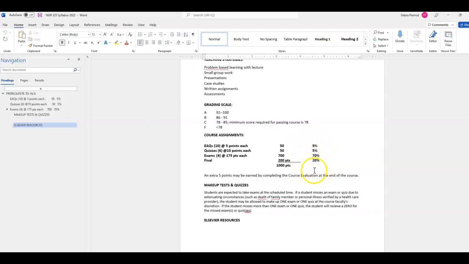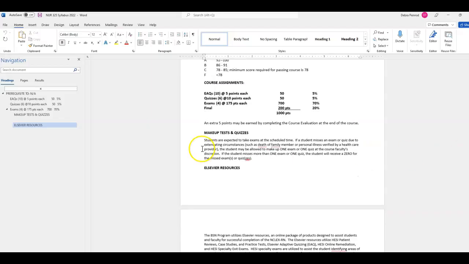I set up the course like this because the biggest predictor of your success on NCLEX lies in how well you do on exams and the final. So that's why the majority of the class is right here with exams and the final. Okay, you have to be able to get at least 78% of the points to do well, to be able to pass NCLEX. So that's why this is set up the way it is.